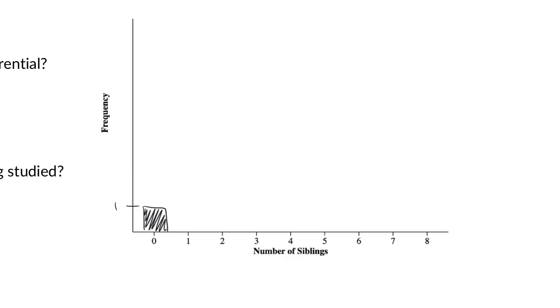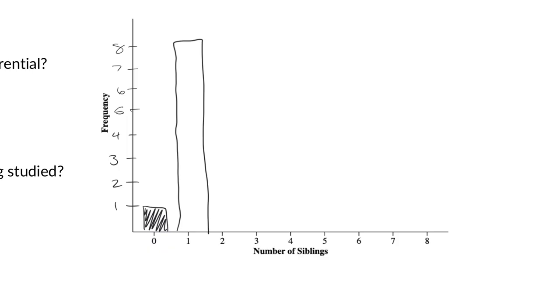How many people in this class have 1 sibling? 8. So we're going to go up the side again. So this will be 2, 3, 4, 5, 6, 7, 8. 8 people have 1 sibling. Words are hard. It's a Monday. I know it's a Tuesday.